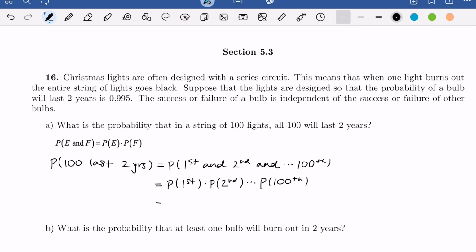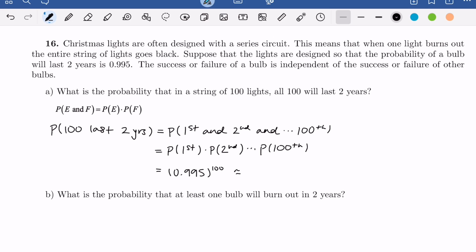So we know that the probability of a bulb lasting 2 years is given by 0.995. So this is going to be 0.995 times 0.995 times 0.995, 100 times. So we can write this in shorthand. This is going to be 0.995 raised to the 100th power because we're multiplying 0.995 times itself 100 times. So plugging this into our calculator, we're going to get approximately 0.6058.